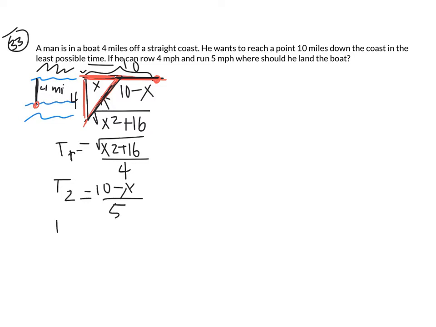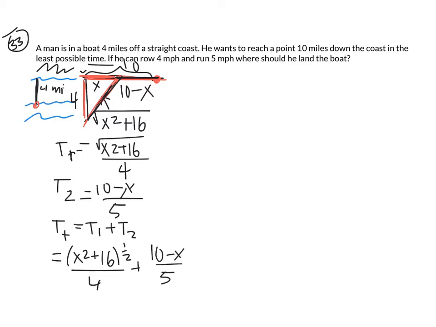So the total time would be T1 plus T2, his time rowing plus his time running, which, rewritten with exponents, is x squared plus 16 to the 1/2 over 4 plus 10 minus x over 5. That's your expression for his time taken to row and run together. Since you want to minimize his time, you take the derivative so that you can set it equal to 0. Using your derivative rules, you just derive that.